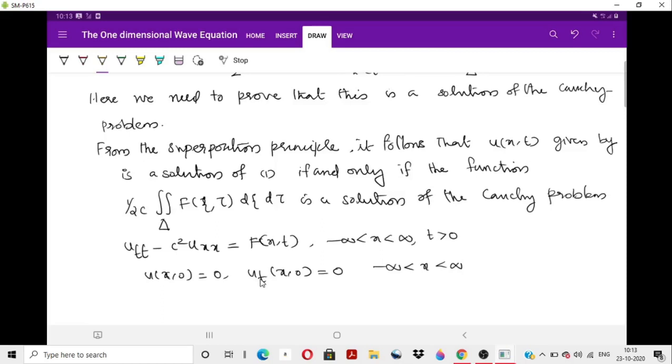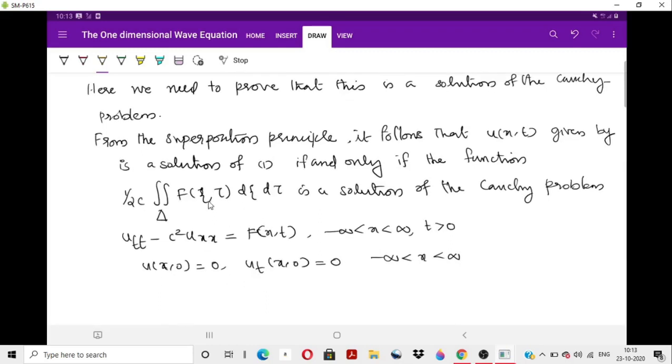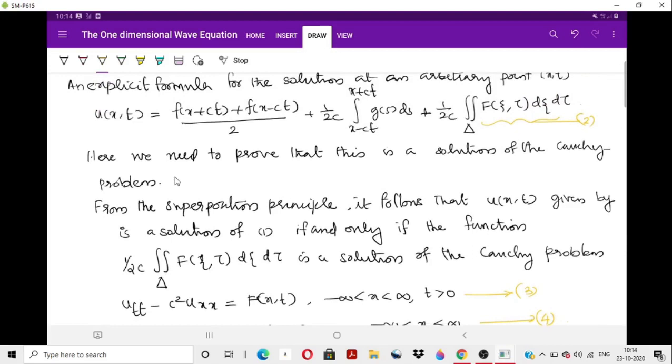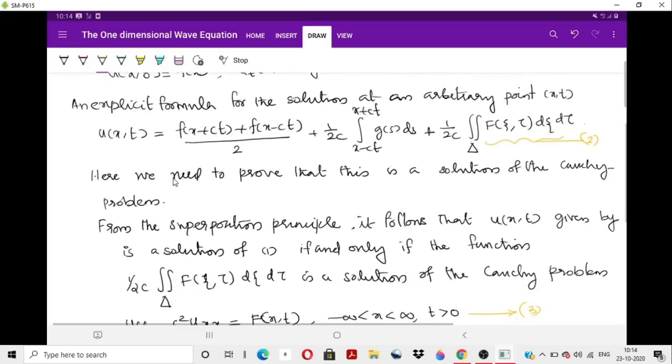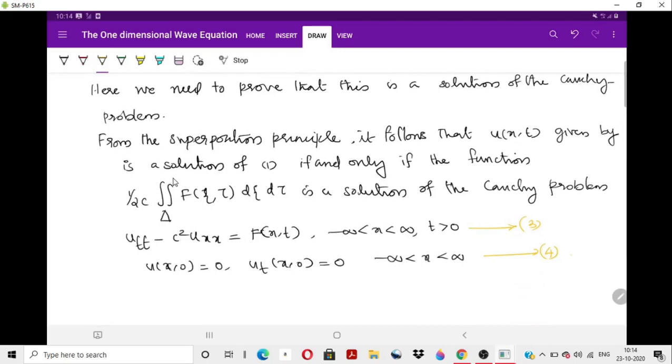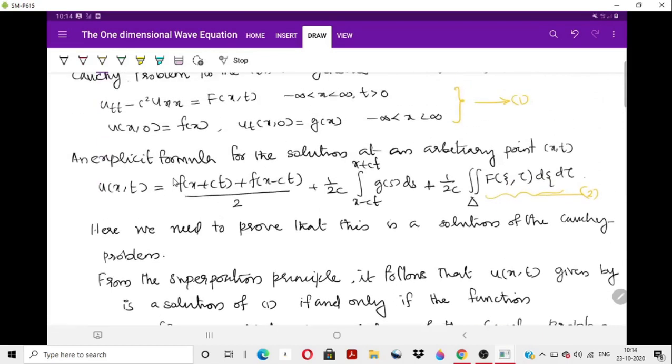So if the function 1/(2c) double integral over Δ of f(θ,τ) dθ dτ satisfies these PDEs 3 and 4, then obviously u(x,t) given by equation number 2 will be a solution of the given problem with non-homogeneous initial data f(x) and g(x) given by equation number 1. This is because if this function satisfies the homogeneous conditions, then obviously at t equal to 0 it will become 0, isn't it?